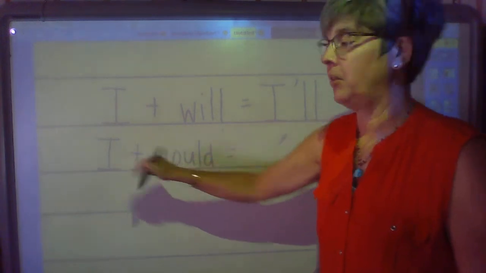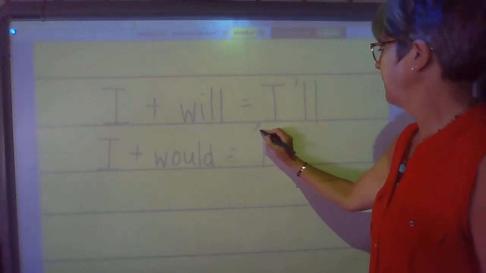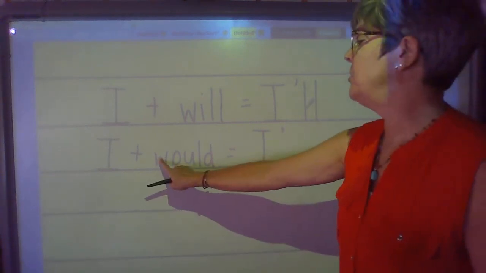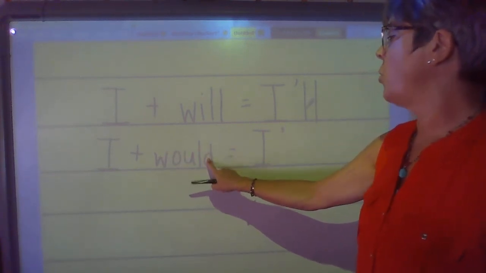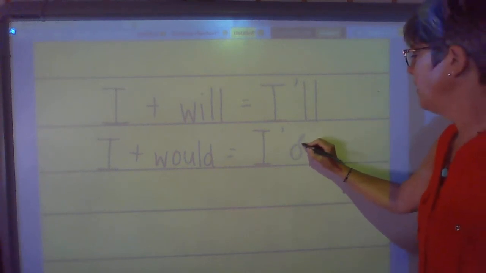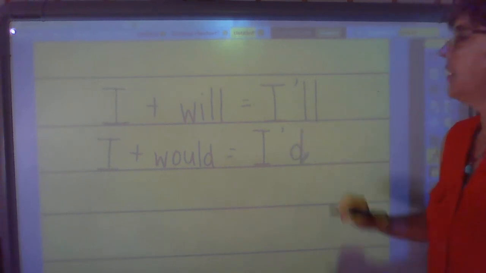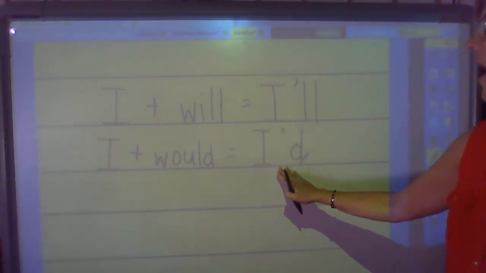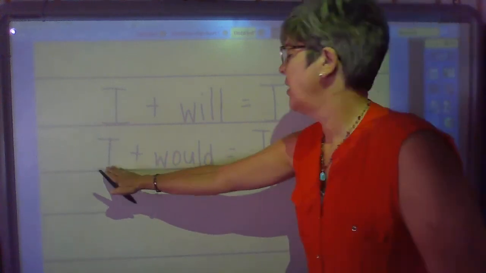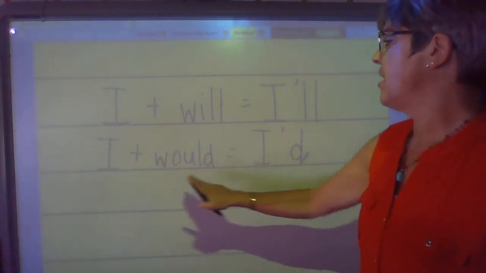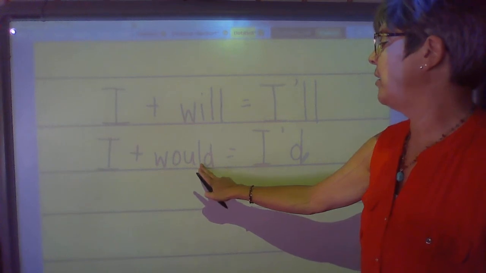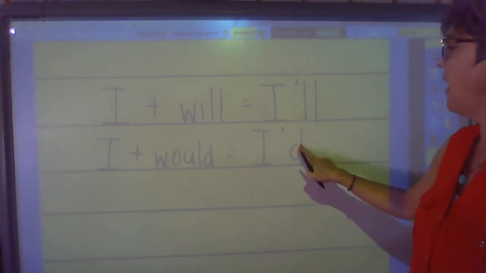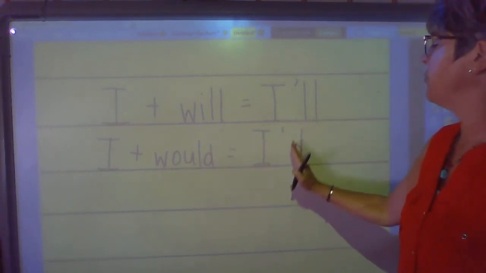So we're going to keep our capital letter I. And after the I, we're going to put our apostrophe. We're going to drop the W-O-U-L, and we're only going to keep the letter D. I'd. So I plus would equals I'd. Here's our letter I. The letters that we dropped were W-O-U-L. Those letters are right in front of the D. So here's the D that we kept.